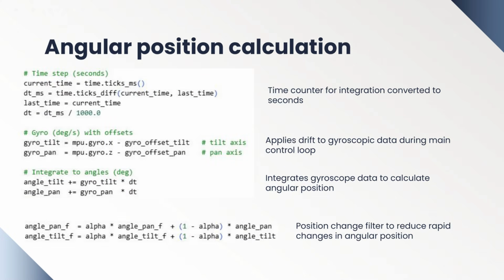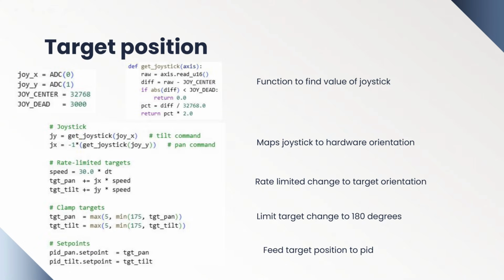Using time integration, we calculated the angular position because the gyro gave us an impulse value, so integrating gave us the overall position change. For the target position, we used a joystick. We mapped the joystick to hardware orientation. We limited the change in target orientation and limited the speed, which gave us a set point.